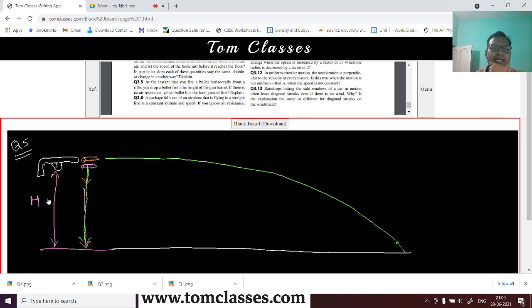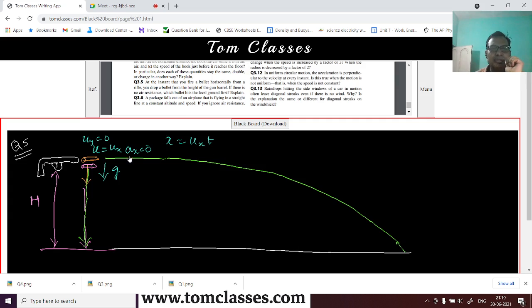Now if this is height h, and suppose this has a horizontal component, let the horizontal component be u. So this is equal to ux, and uy is 0, and there is always g acting over here, right? So the distance horizontally it is going to cover is x equals ux into t, as ax is also 0. Because there is no air resistance, we'll take ax equal to 0. So x distance covered will be this.